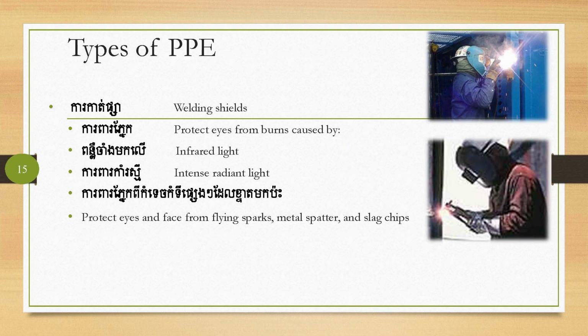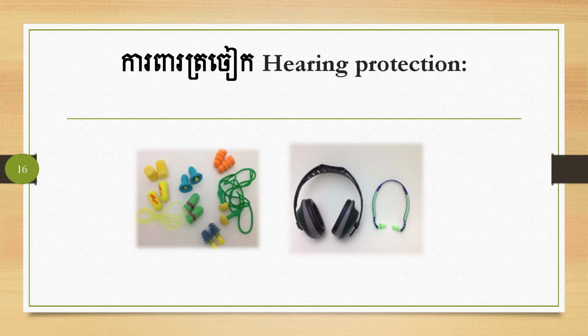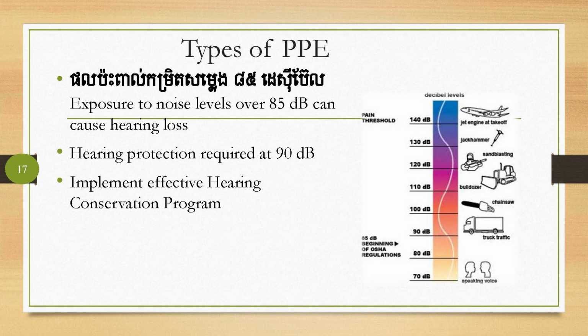15. Welding shields. Welding shields protect the eyes from burns caused by infrared light, intense radiant light, flying sparks, metal spatter, and slag chips. 16. Hearing protection. Use earplugs for noise levels exceeding 85 dB and earmuffs when operating noisy equipment like generators and air compressors.